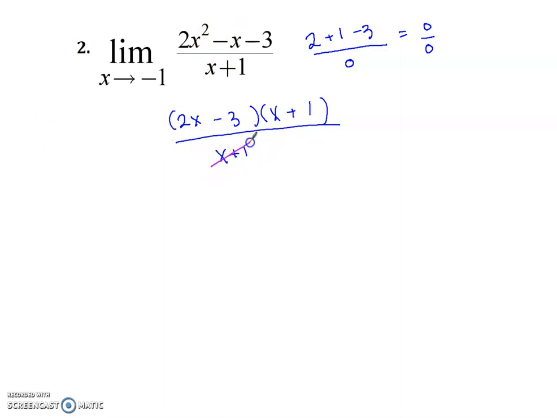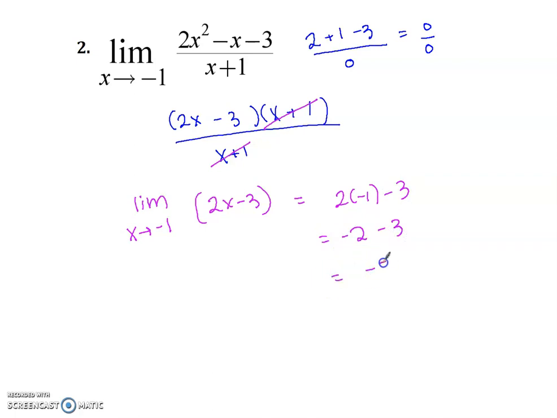Okay. So now I can cancel the x plus 1. So I'm left with 2x minus 3, and so now we can go ahead and evaluate the limit by plugging in -1. So if I plug in -1, that's 2 times -1 minus 3. That'll be -2 minus 3, which is -5. So those are just our normal factoring ones. These look like polynomials we've seen all year long.